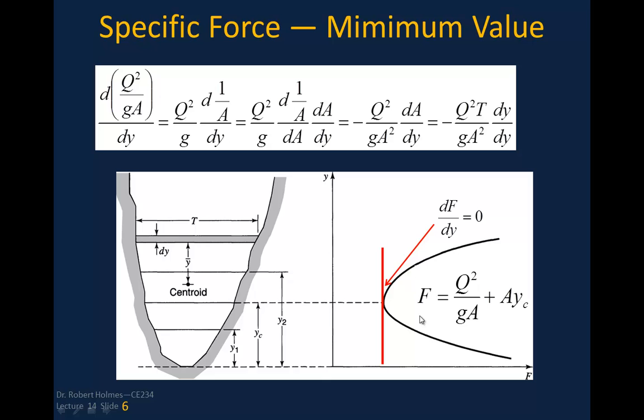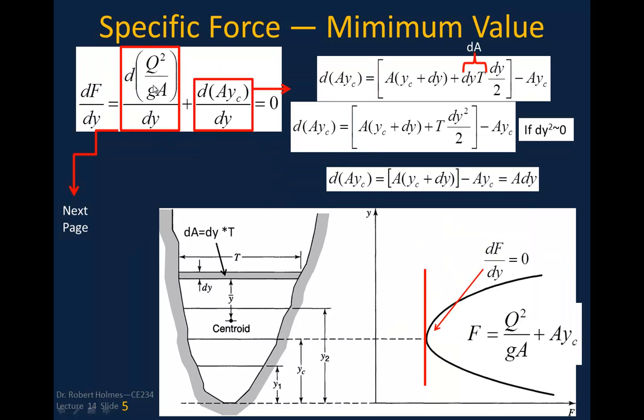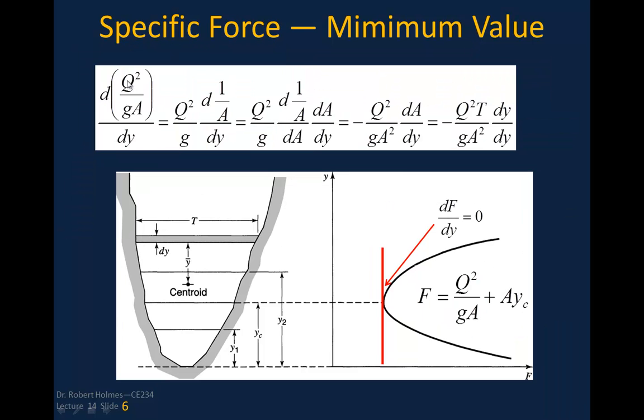Now, if I pursue this and set this and move on through, I can get the differential of various parts of this equation. You can see the d(Q squared over gA) on the next page, and the dA over dy. I break it down and show you that dA is simply equal to T dy. And then on the next page, I show that through working through the various tricks, d(Q squared over gA) with respect to dy is equal to this expression right here.